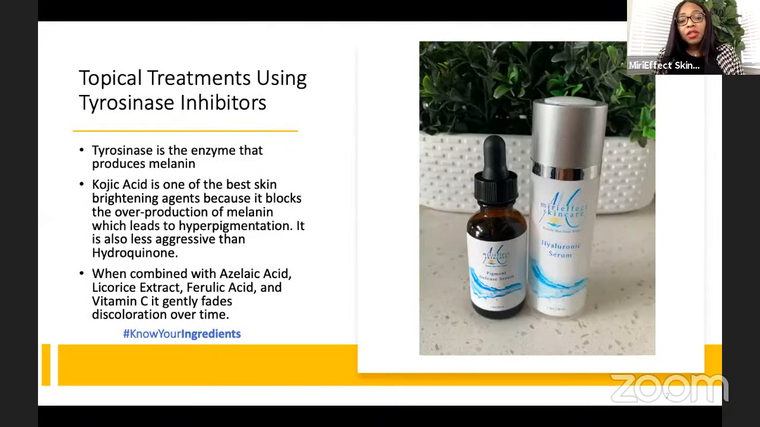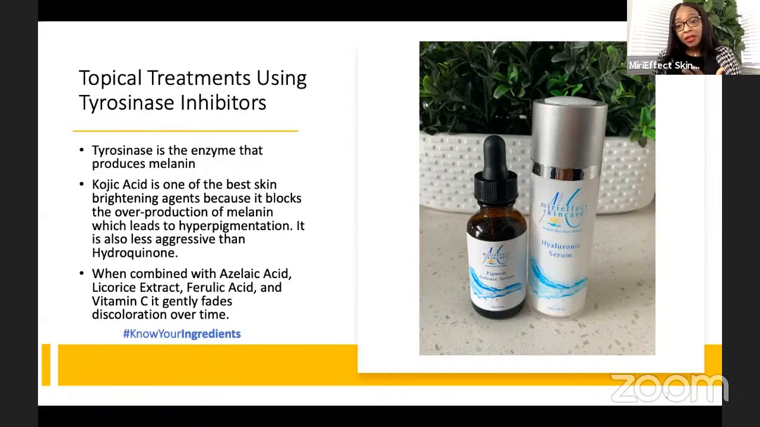You heard me mention earlier topical treatments known as tyrosinase inhibitors. Tyrosinase is an enzyme that produces melanin. For those of us who have this beautiful caramel chocolate skin, that is what we have more of versus our white counterparts. There are several acids known to help block the overproduction of melanin. One of them is kojic acid. What kojic acid does is block that overproduction of melanin, which can lead to hyperpigmentation.